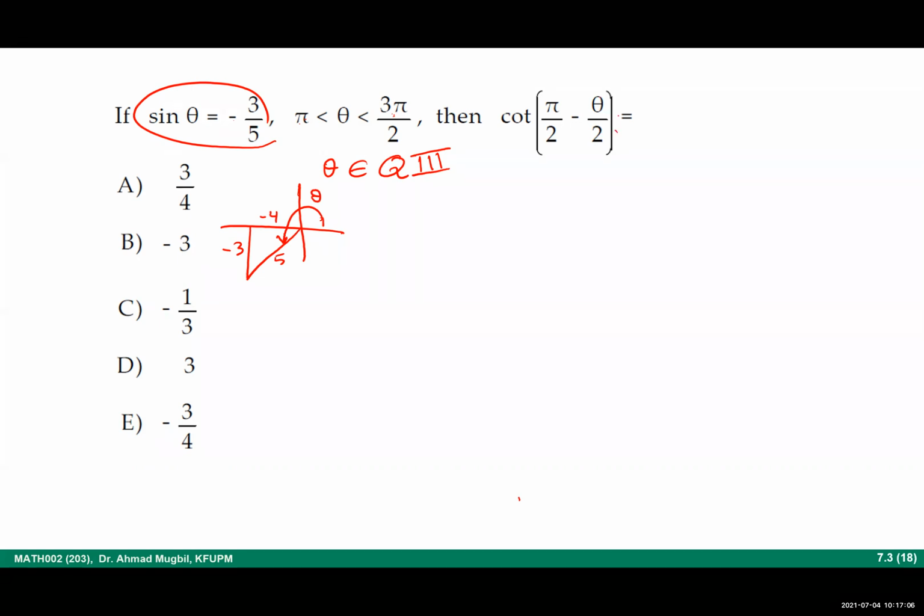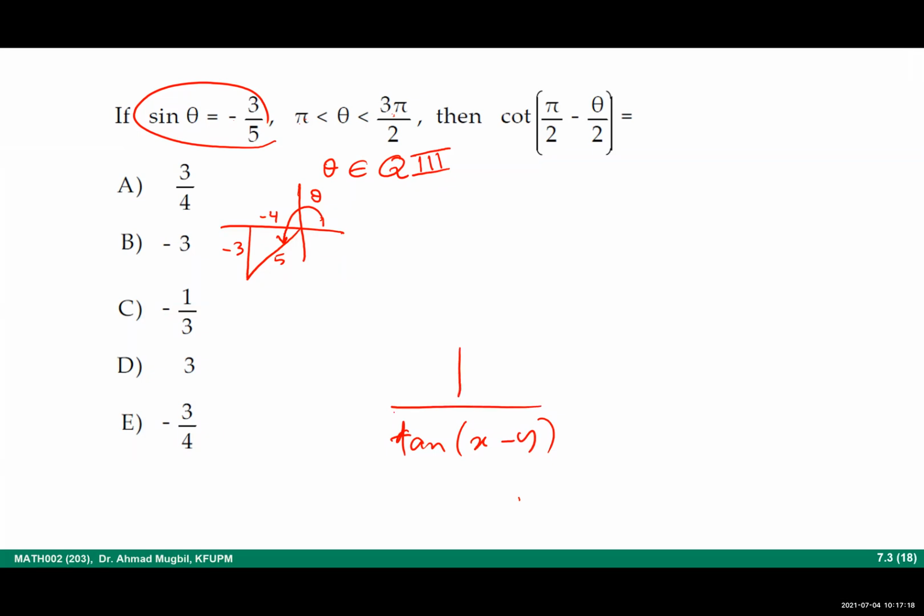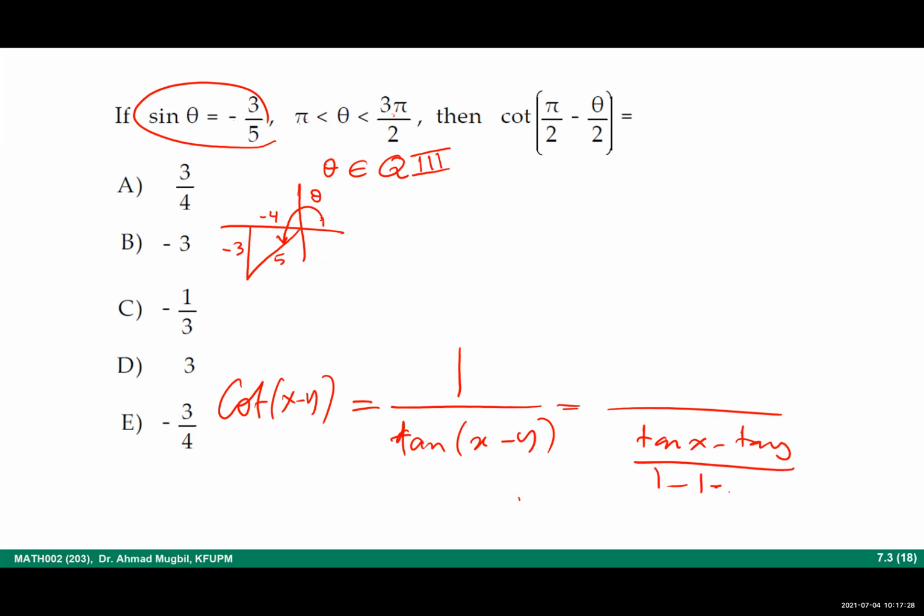Cotan of pi over 2 minus theta over 2. You can write it, of course you know, that cotan is 1 over tan. What is tan of x minus y? So you can use this formula, and you know how to continue. This will be tan x minus tan y over 1 plus tan x tan y.